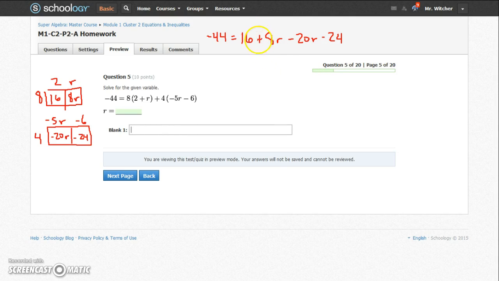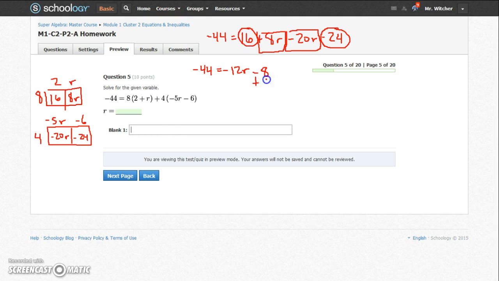Here's an r term. Here's another r term. I'll combine those first, and I have negative 44 equals negative 12r. 8 minus 20 is negative 12. And then I'll do my actual constant terms, 16 minus 24, and that is negative 8.